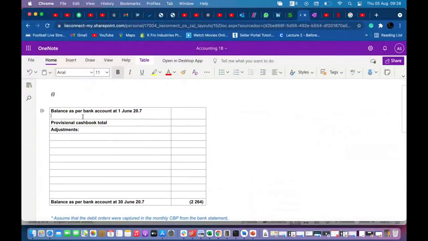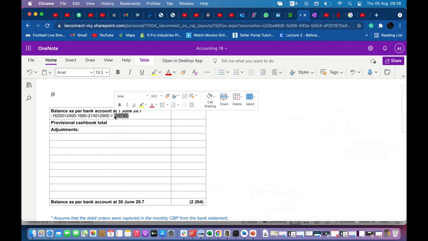Okay, so remember, balance as per bank account 1 June. Remember, we had to add up those amounts on the bank reconciliation for the month of May to get our 1 June balance as per our bank. So that's how we got that 14,000 there. We had calculated it prior because we knew we were going to need it.